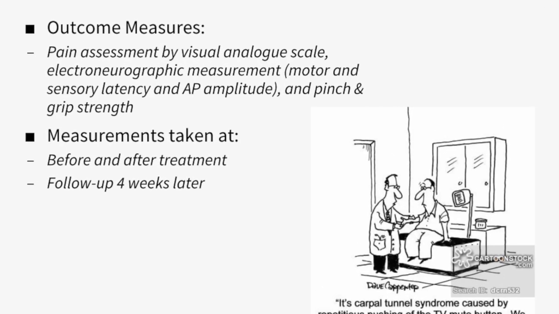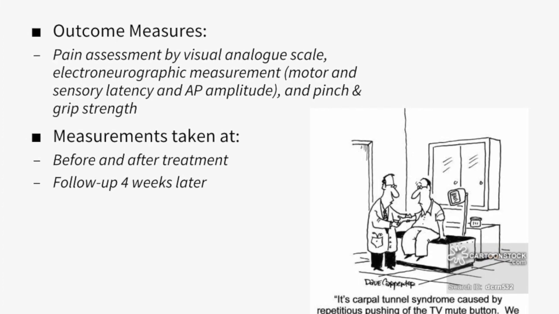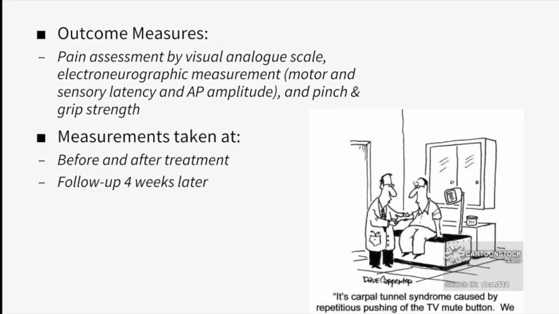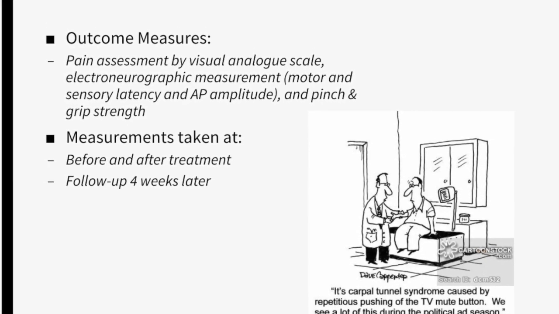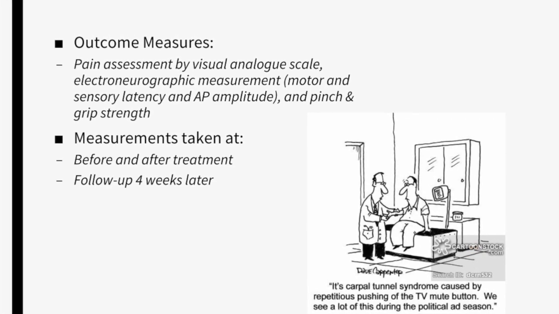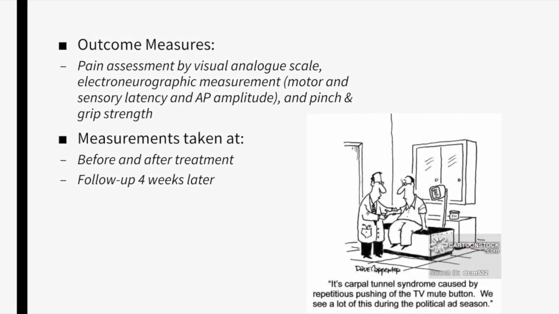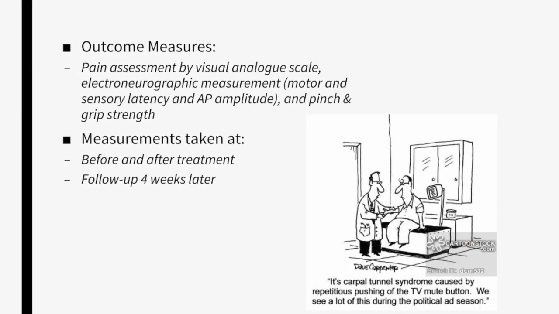The outcome measures assessed included pain assessment by the visual analog scale, electroneurographic measurement to record both motor and sensory latency, and motor and sensory action potential amplitude, and pinch and grip strength. These outcome measures were recorded before treatment began and at the conclusion of treatment at 2 weeks and at a 4-week follow-up.